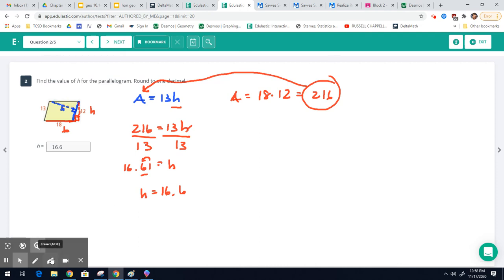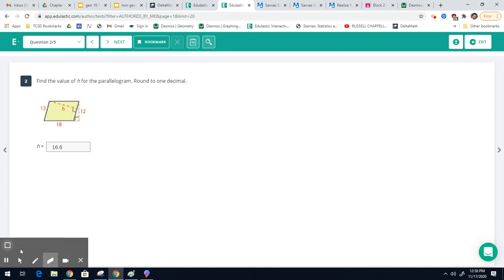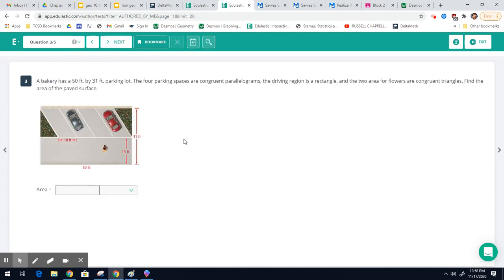All right, let's do one more problem on this video. Okay, so the next problem says a bakery has a 50-foot by 31-foot parking lot. The 4 parking spaces are congruent parallelograms. The driving region is a rectangle, and the 2 areas for flowers are congruent triangles. Find the area of the paved surface.